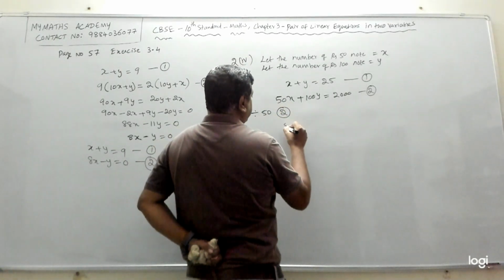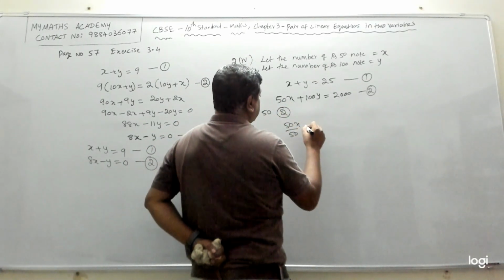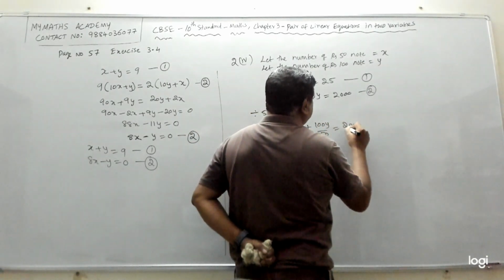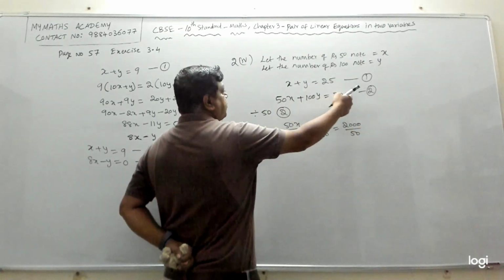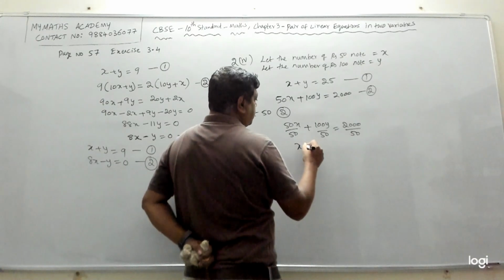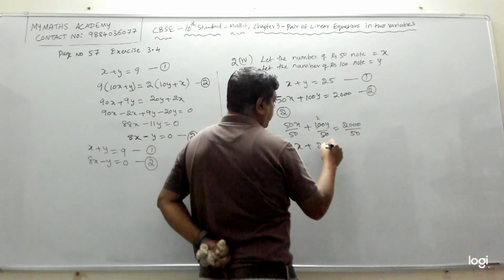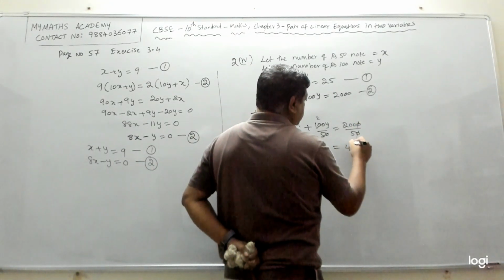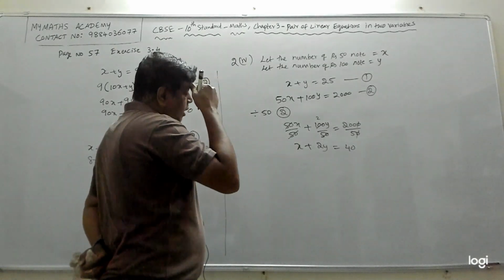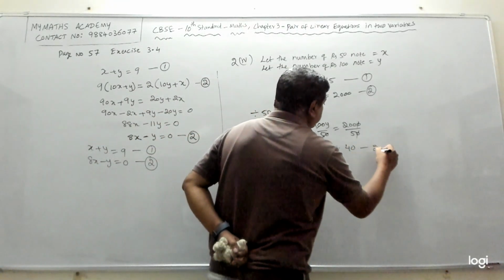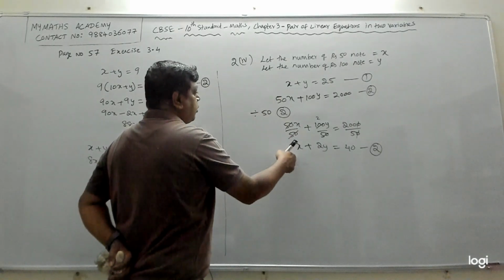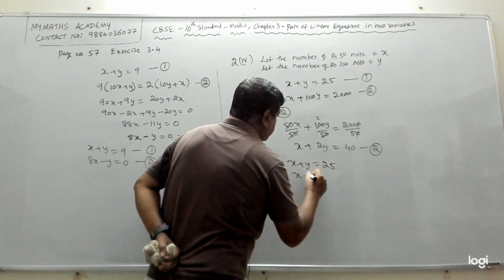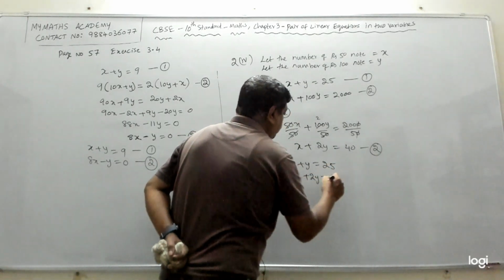So it is 50x by 50 plus 100y by 50, equal to 2000 by 50. I am dividing each term by 50, because all of them go in 50. So this becomes x, plus this becomes 2y, equal to 40. So x plus 2y equal to 40. This is equation 2, the same equation rewritten. Now you need to solve these two equations: x plus y equal to 25 and x plus 2y equal to 40.